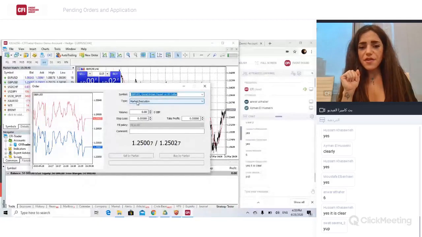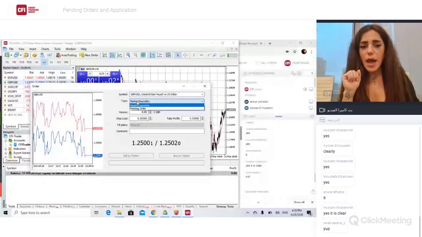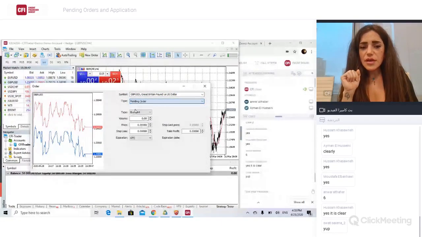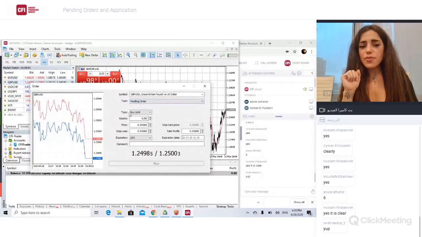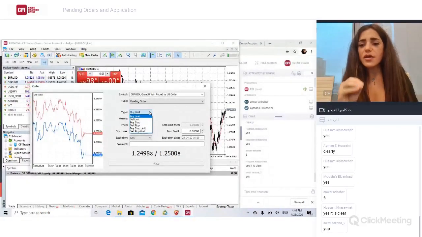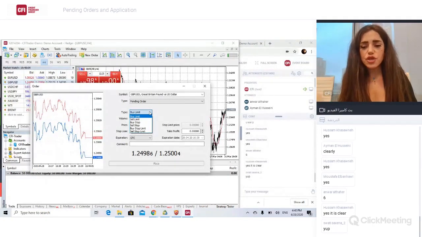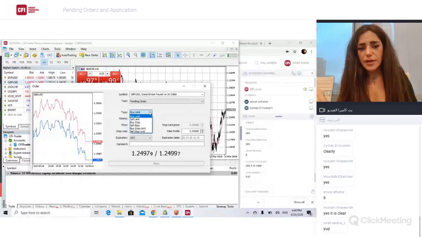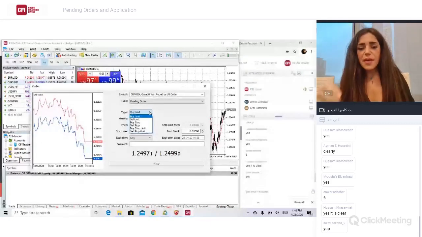Okay? However, if I click on the type, I see a pending order. A pending order, when you click on pending order, you see type 2 comes up. Type 2 means here that I'm placing orders in the market that are not yet executed. They are specified on a future date. When the price reaches that level that I specify, the operation is executed or the order is in the market. Clear? Okay, this is the pending order.